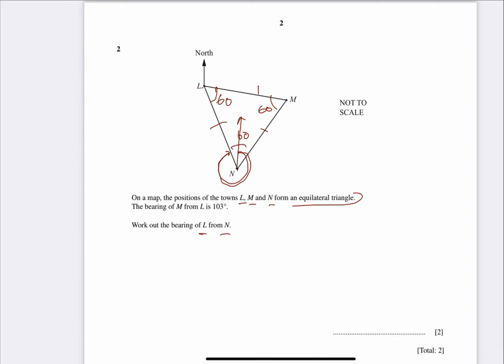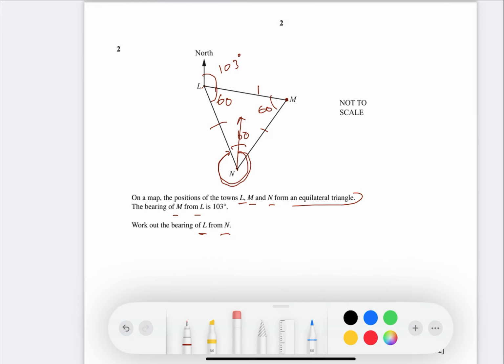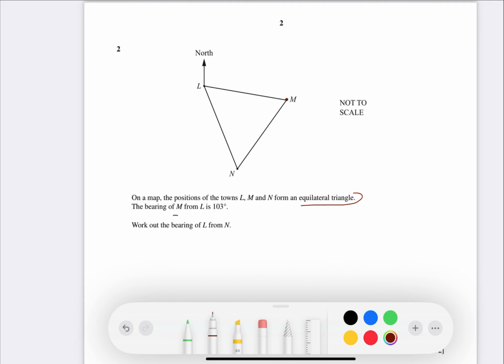We have been given the bearing of M from L, so this angle has already been given to us. This angle is 103 degrees. Okay, now it makes sense. Now listen to me very carefully. I am erasing it and forming a neat diagram for you.